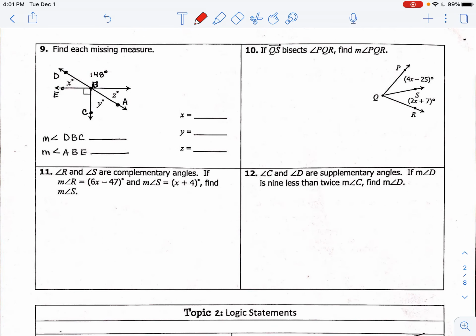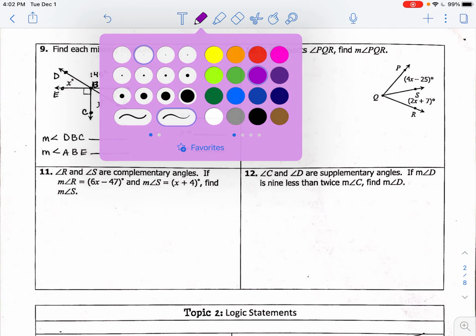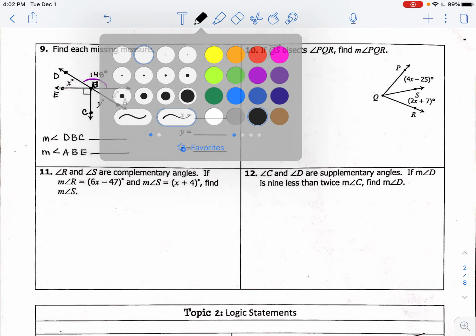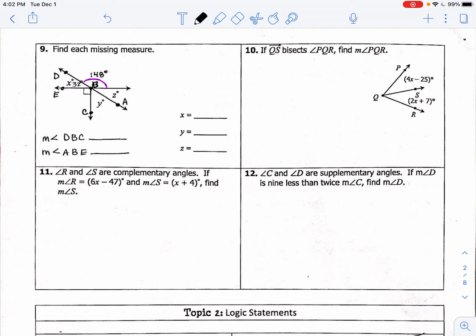Number 9, find each missing measure. Okay, so I'm given a bunch of stuff. Well, I want to find the measure of DBC. So D to B to C, that's this guy here. All right, so let's start with this 148 that we're given. That's this angle here. Well, these two angles are a linear pair. They're supplementary. So if I subtract 148 from 180, that'll give me 32. So I know that this angle is 32. So that's x.